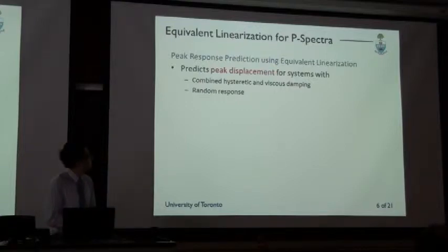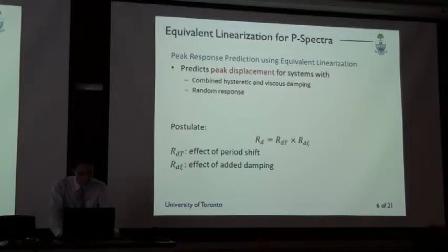So let me go into the simplified method a little bit. Essentially, this is an equivalent linearization method which accounts for combined hysteretic, viscous, and viscoelastic damping in the structure, and accounts for the effects of random response, which is relevant to earthquake excitation, obviously. The basic postulate is that the normalized displacement is a product of two independent modification factors.